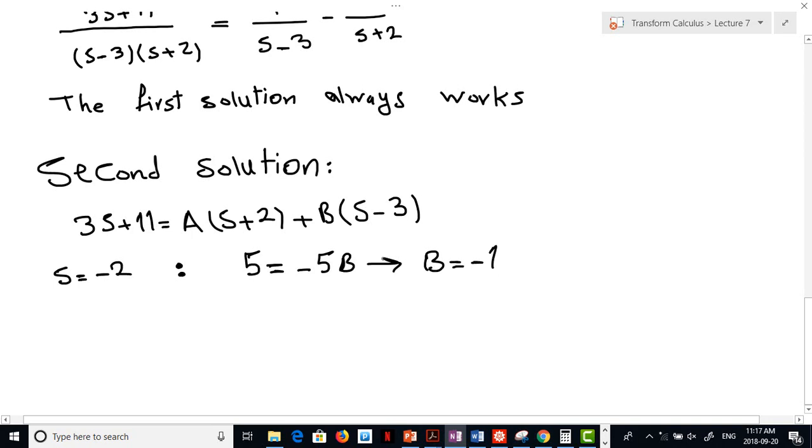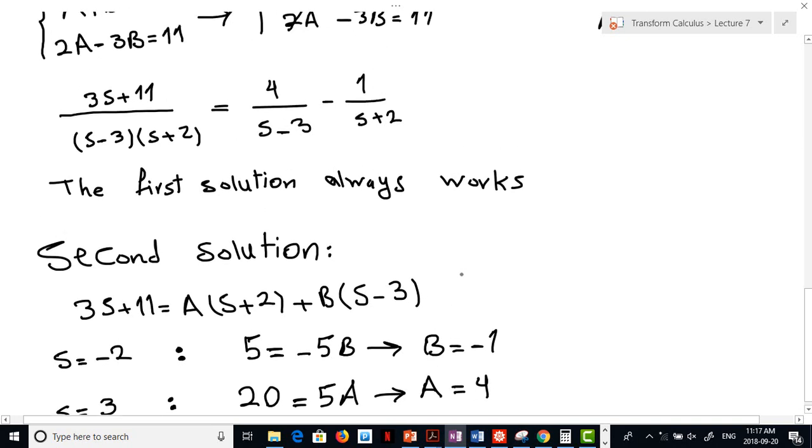So you can see that it's much easier and faster. For finding A, I have to get rid of B. As a result, I plug s equal to 3 in the equation. So I assume that s is equal to 3. On the left hand side of the equation, we have 3 times 3 is 9, 9 plus 11 is 20. It's equal to, on the right hand side, 3 plus 2 is 5, so it's 5A, plus 3 minus 3 is 0, 0 times B is 0. As a result, we can easily find A equal to 4.